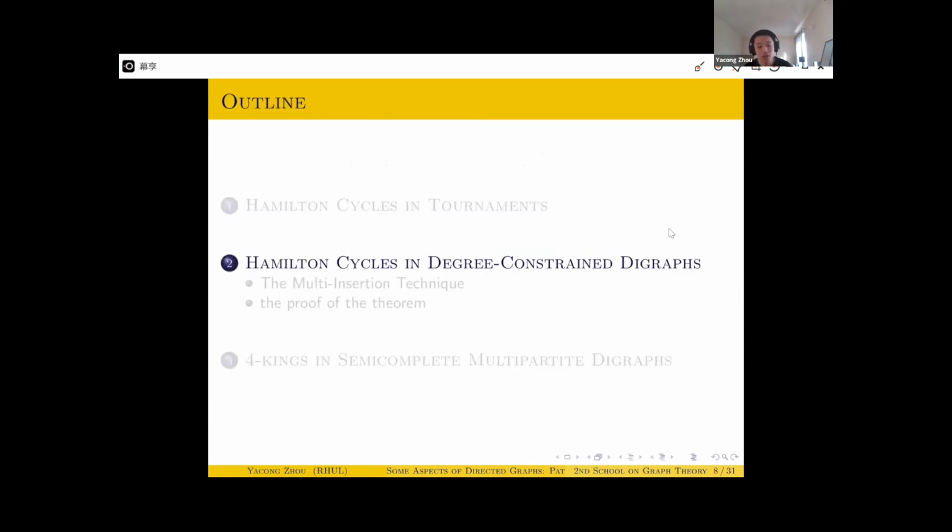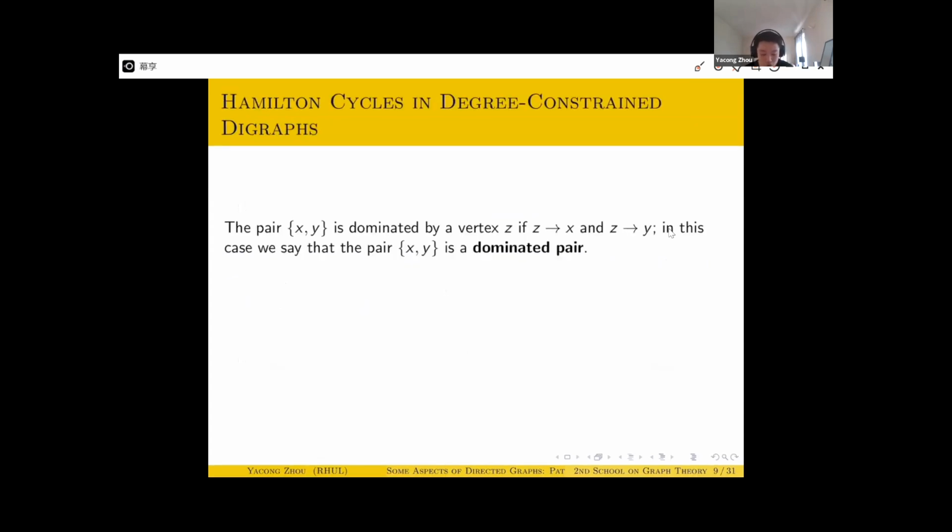Okay, so now let me go to the next section. The next section is about the Hamilton cycle in degree-constrained digraphs. In this section, I want to talk about some sufficient conditions that guarantee a digraph to have a Hamilton cycle. Now I will show you the main result I want to talk about in this part.